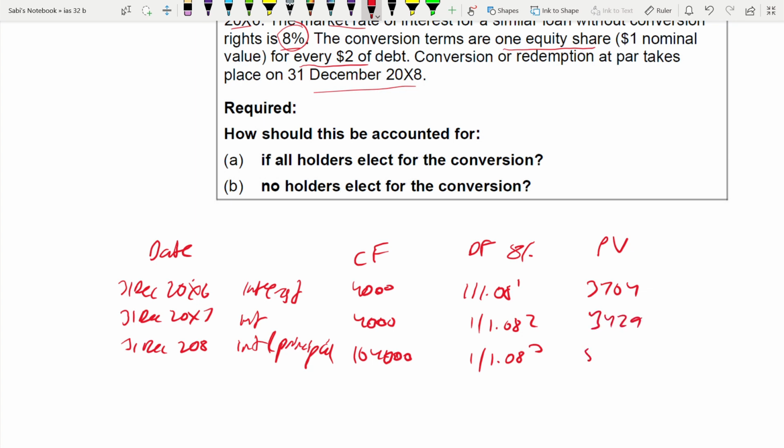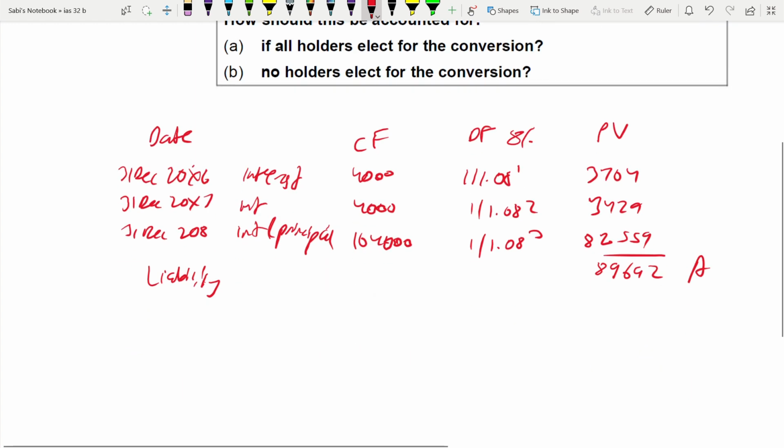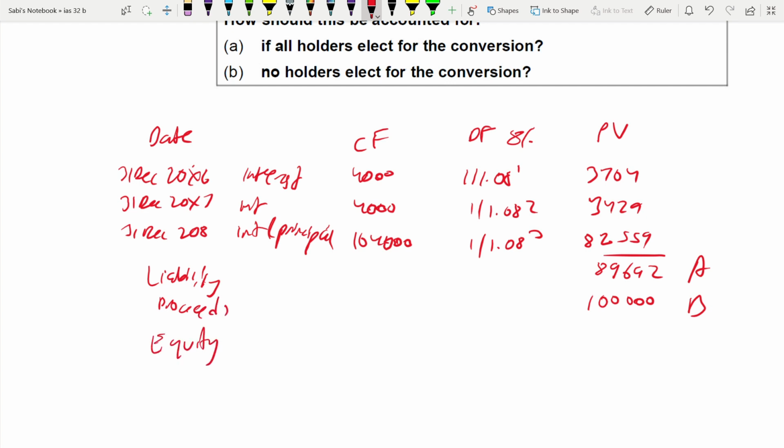The present value will be 3429, 82, 559, add up: 89,692. This is the liability component, or you can label it as A. Then we have B. B is 100,000, the proceeds, and equity is B minus A, which will be the balance, 10,308.